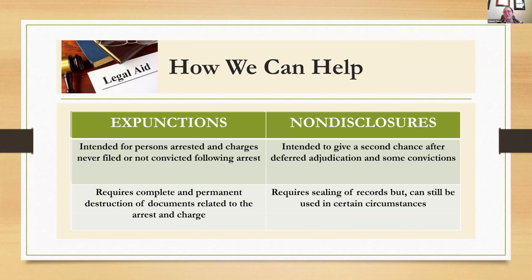So our division is expunctions and non-disclosures. Expunctions are basically for people who were arrested and they were never convicted. So maybe charges were never filed or they were not convicted. Maybe the case was dismissed, something like that. And that is actually a permanent, absolute clearing of your record, without question.